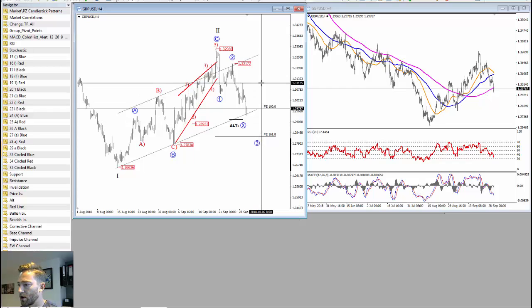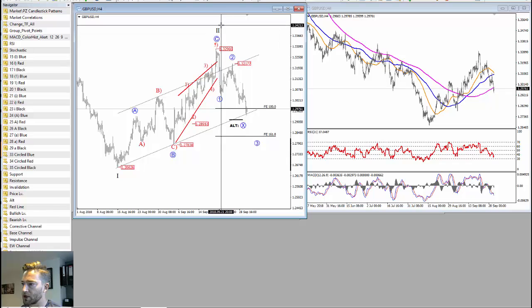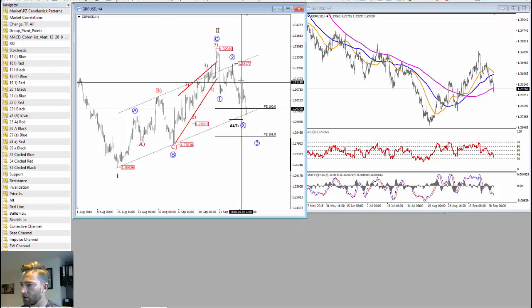cable. However, for a bullish continuation into a more complex rise of this wave 2, you would definitely need a rise above this swing spike high, if you want, at 1.3 or 1.3110 or so.